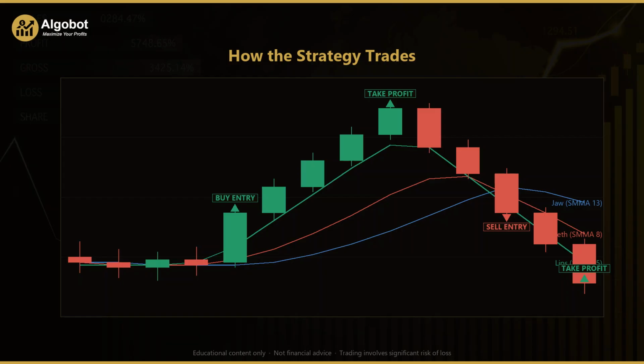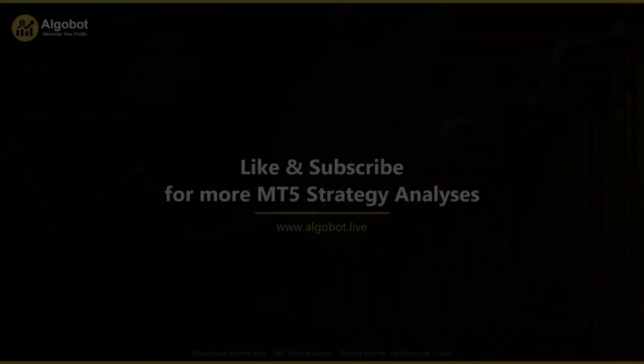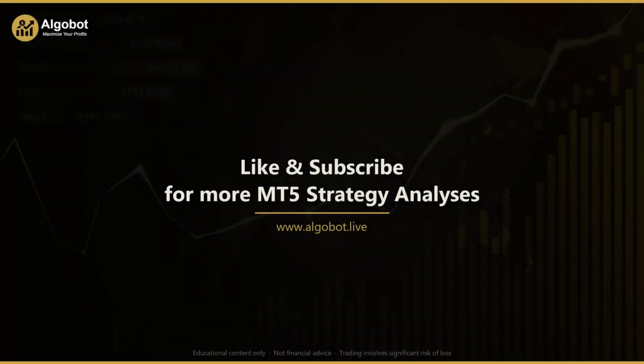So in a single chart, we've seen the complete cycle. The sleeping phase where the lines are tangled and the strategy waits, the upward awakening that opens a long, the mouth closing that ends the move, and then the downward awakening that opens a short. Notice that in both directions the logic was identical, just mirrored. The strategy is patient during the quiet stretches, and that brings us to the end of our deep dive into the alligator mouth awakening expert advisor.